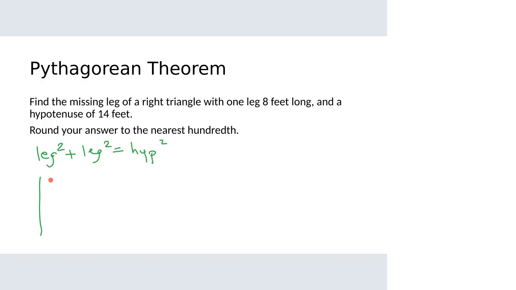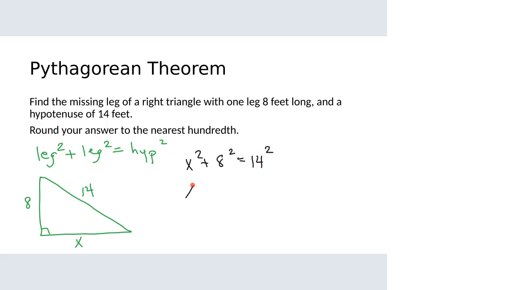You don't have to draw a picture. I typically do anytime, just to give myself a little sense of it. One leg is 8, the hypotenuse is 14, and I'm looking for the other leg. So we'll set up our Pythagorean theorem equation here. Leg squared plus leg squared is hypotenuse squared.